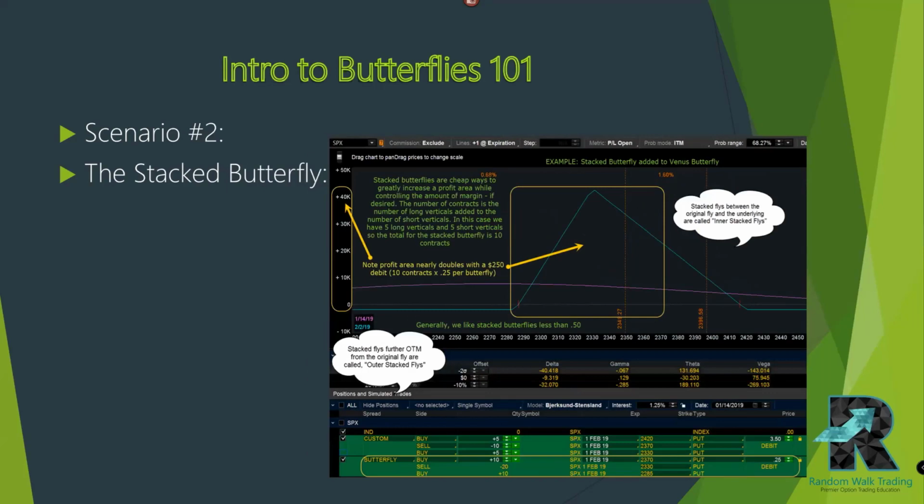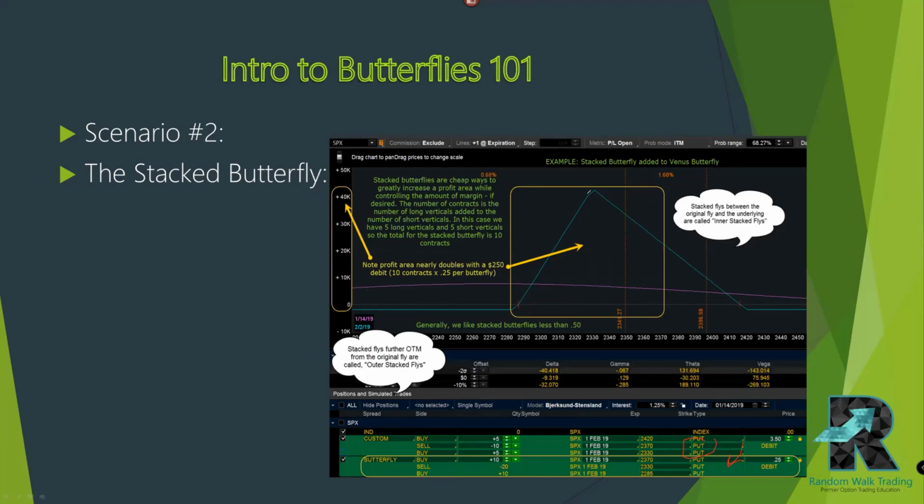And now we get into what we call stacked butterflies. It looks a little busy, but a stacked butterfly is basically a cheap way to increase a profit area. So keep in mind what we just looked at with the Venus butterfly. Let me just pull this one out. Remember, this is the previous Venus butterfly that we just talked about, and then I'm talking about adding this one. When you add this butterfly to this butterfly, you notice that from a margin standpoint, there is no large margin.